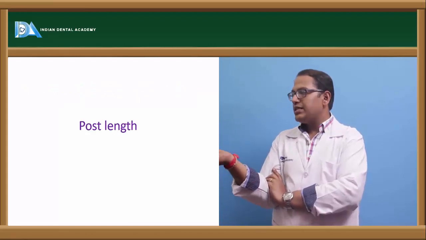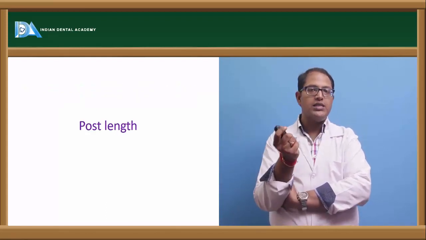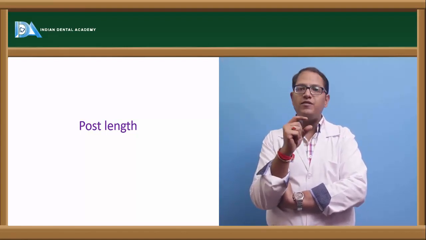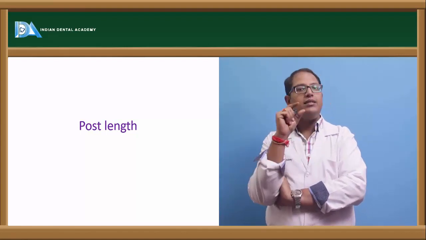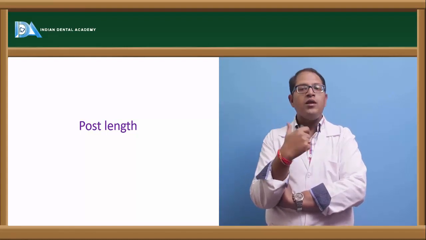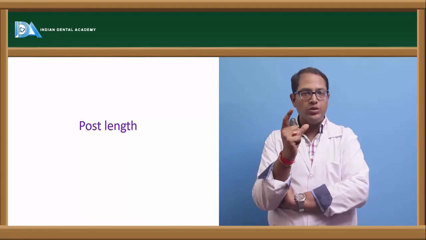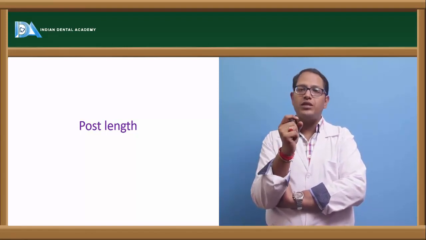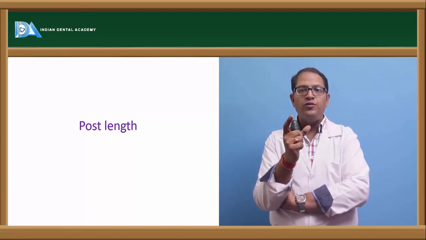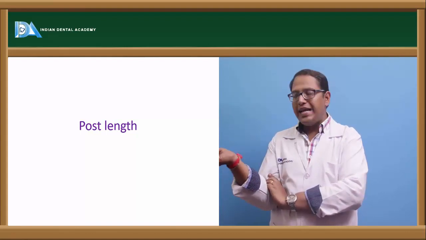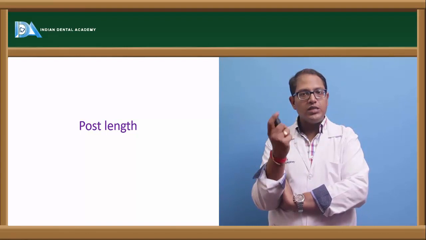There are different concepts for the length that we are supposed to keep for a post. Rosenstiel says 3 to 5 mm of gutta percha you leave behind and then you restore with the post. Schellenberg says 1/3 of the entire length of the root or the crown has to be left with the gutta percha, and then you fill with the post. So there are different concepts on the amount of post length that should be there.